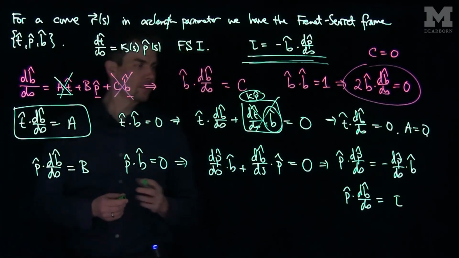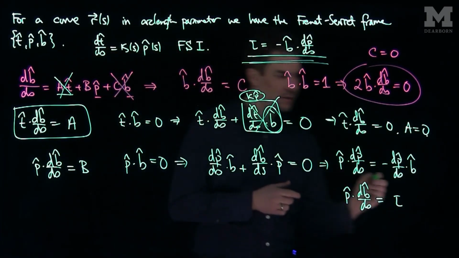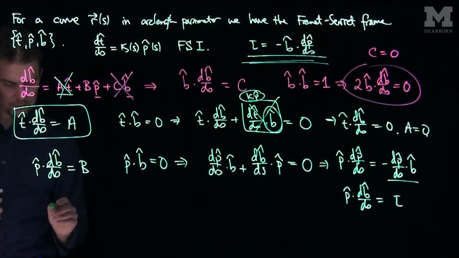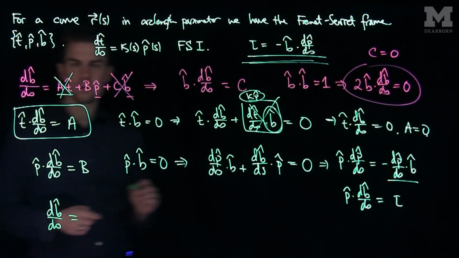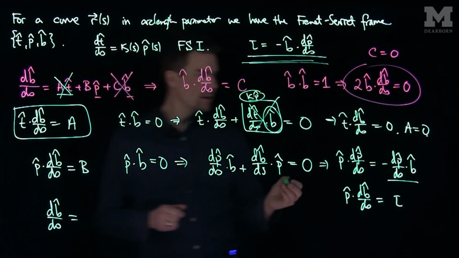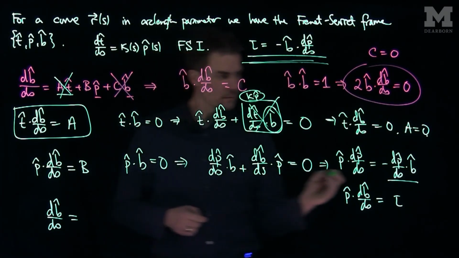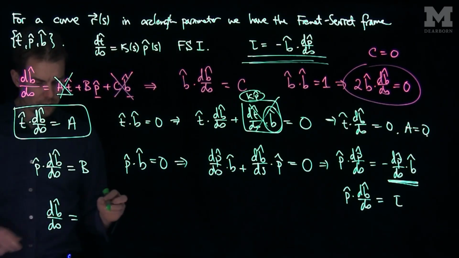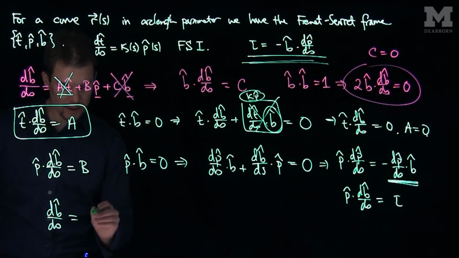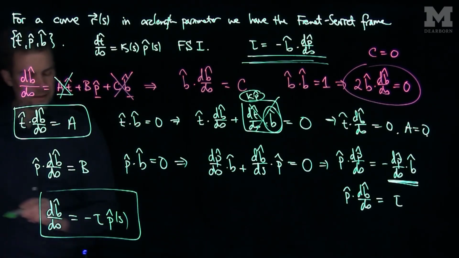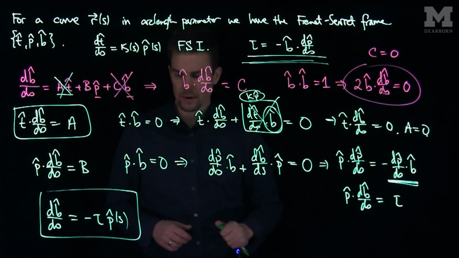And so from this, we're able to deduce the third Frenet-Serret equation, because this over here is the negative. So we have the third Frenet-Serret equation, which says that dB ds is equal to negative torsion times p hat of s. And this gives us the third Frenet-Serret equation.